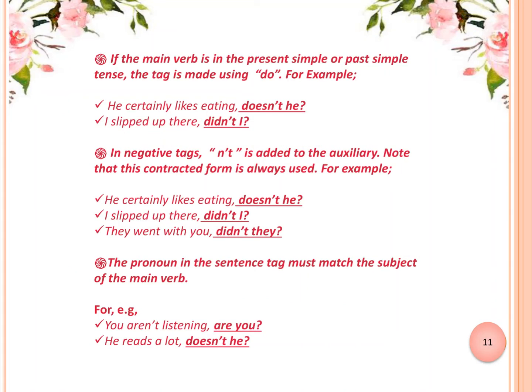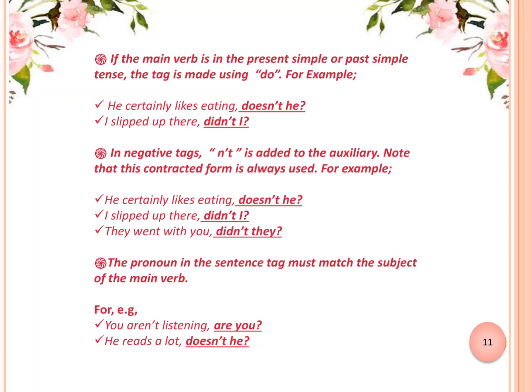If the main verb is in the present simple or past simple tense, the tag is made using do. For example, he certainly likes eating, doesn't he? I slipped up there, didn't I? In negative tags, an apostrophe t is added to the auxiliary. Note that the contracted form is always used. For example, they went with you, didn't they?